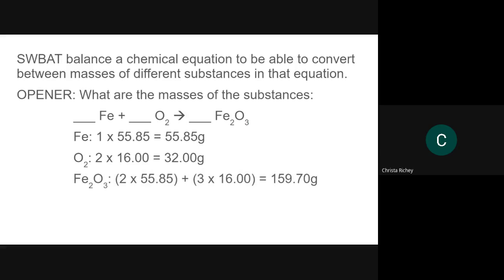Now you can do this the long way, okay, and do Fe is 2 times the 55.85, and then under it, you can do the 3 times 16. There's no reason why you can't just do it in a chain like this.